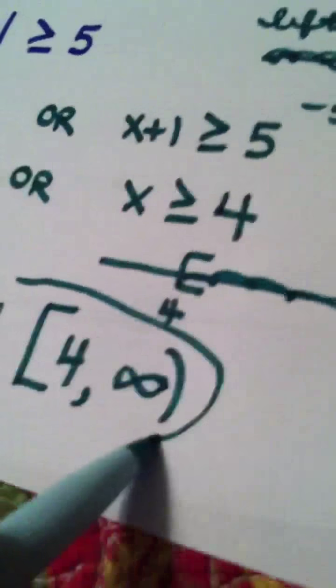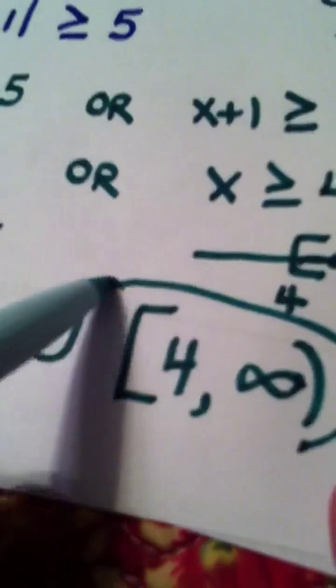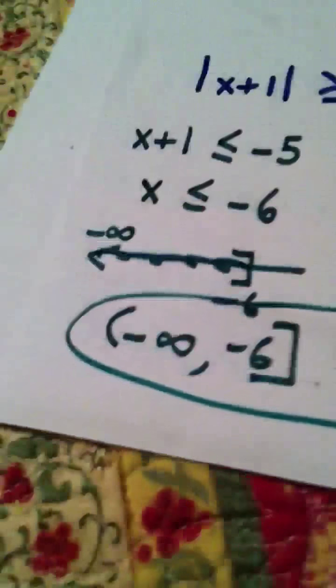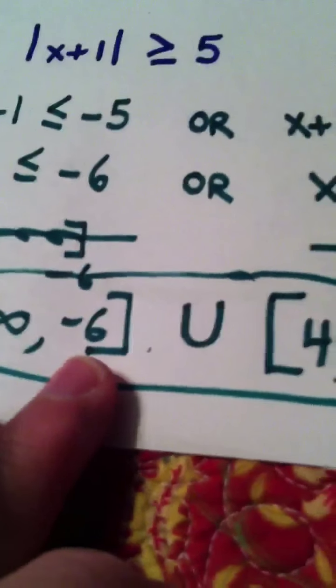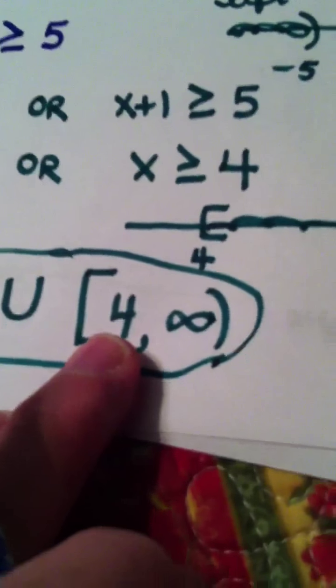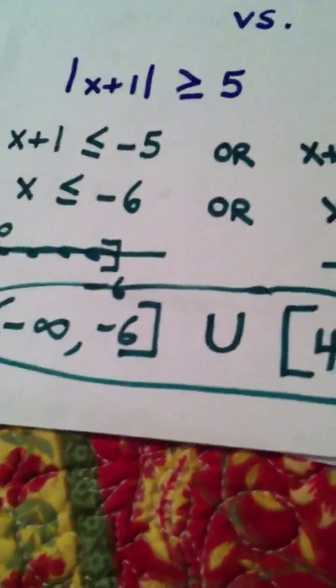So what I just wrote is the answer to this problem. Negative infinity, negative 6, bracket union, bracket 4 to infinity. That is my solution set.